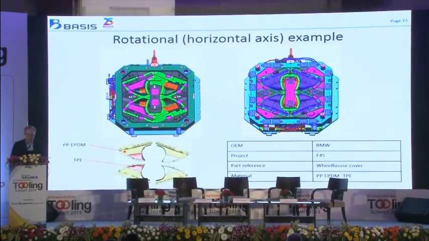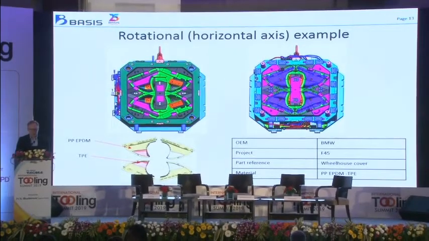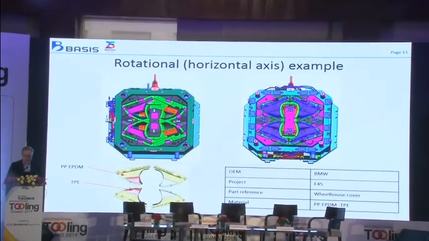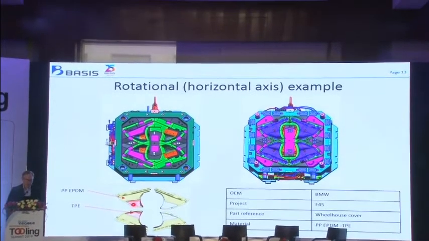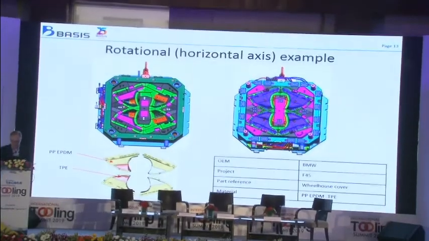Here an example. This is also a BMW project, F45 wheelhouse cover. We have the hard material, and here we have the soft material area. This is a 1+1 cavity.